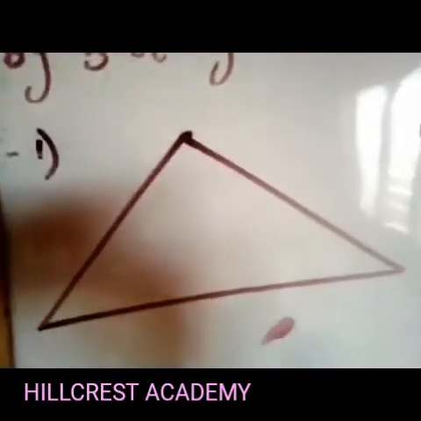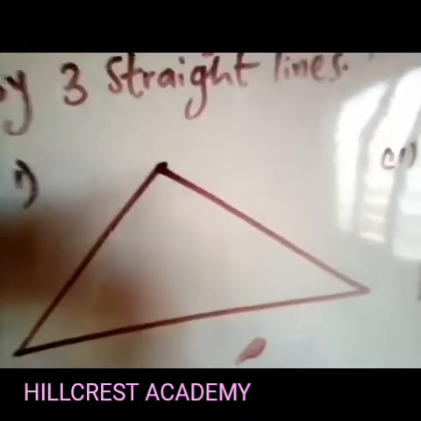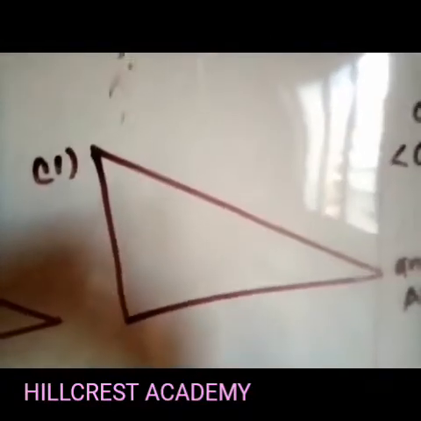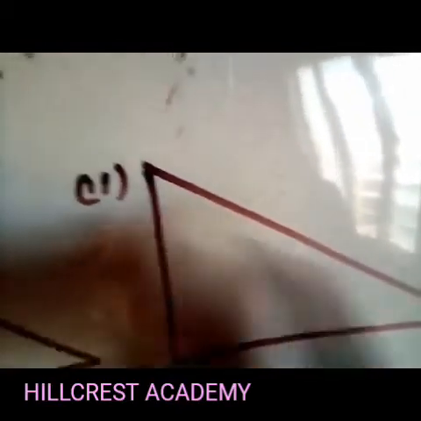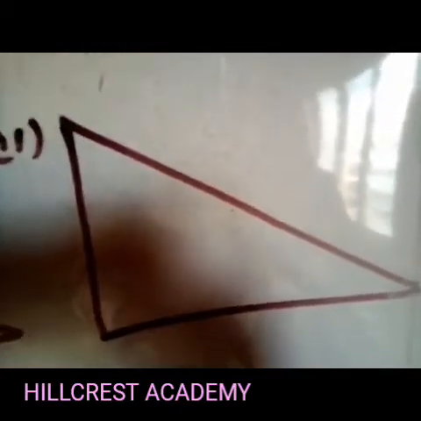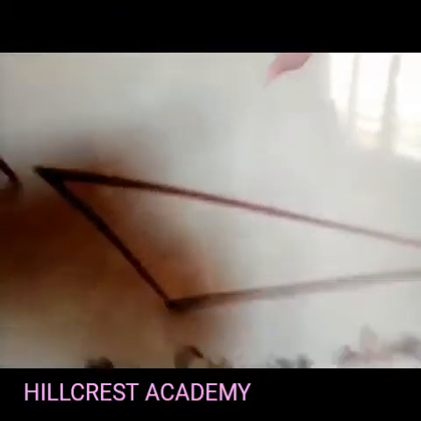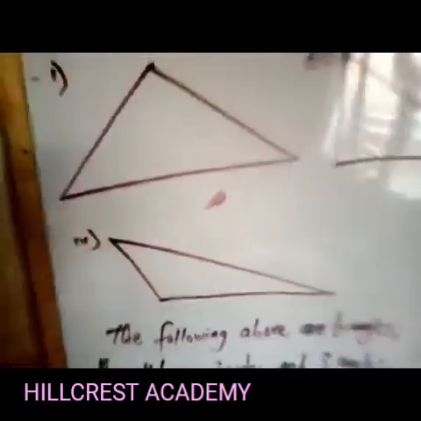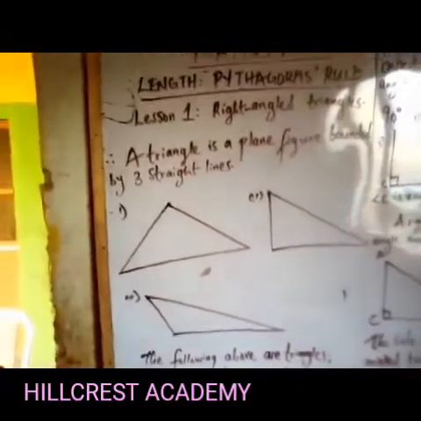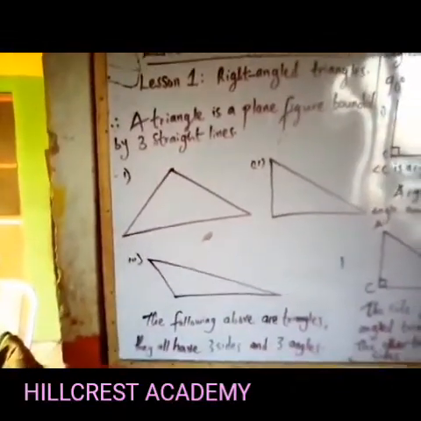It can come in different forms. It doesn't always have to be this way. You can see this one, it's another example of a triangle. They have three straight lines joined together, bounded by three straight lines, and this one is another triangle, also bounded by three straight lines, as you can see on the whiteboard here.